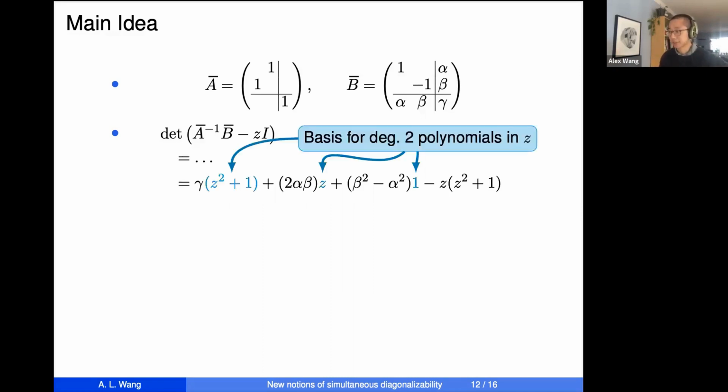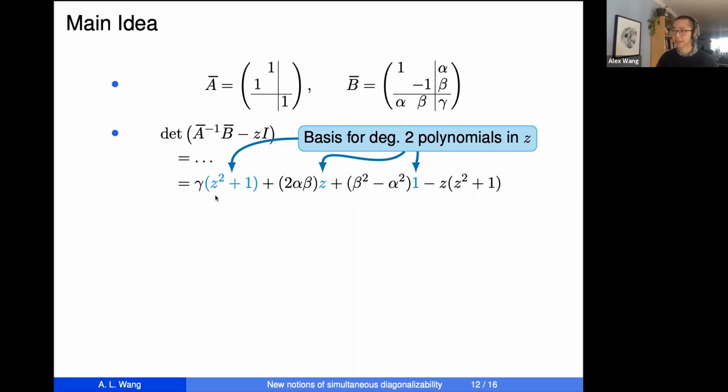I think the reason is that there are two observations. First, if we look at these blue polynomials, z squared plus 1, z, and 1, these polynomials actually form a basis for the degree 2 polynomials in z. Recall that degree 2 polynomials in z, as a vector space, are a 3-dimensional vector space, and this is going to be one of its bases.